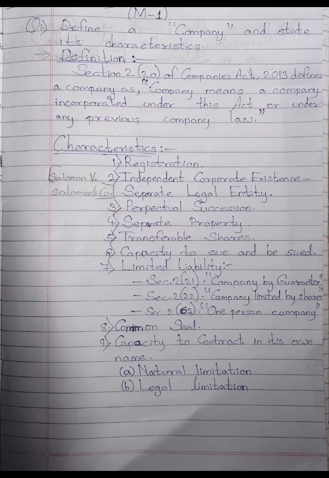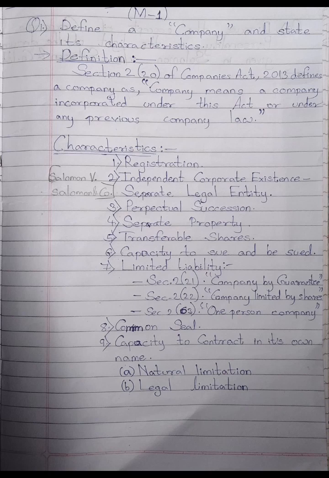Capacity to sue and be sued. A company being a body corporate can sue and can be sued in its own name. Limited liability. The popularity of the corporate form of organization lies in the concept of limited liability. The company being a separate person is the owner of its assets and it is bound by its own liabilities.